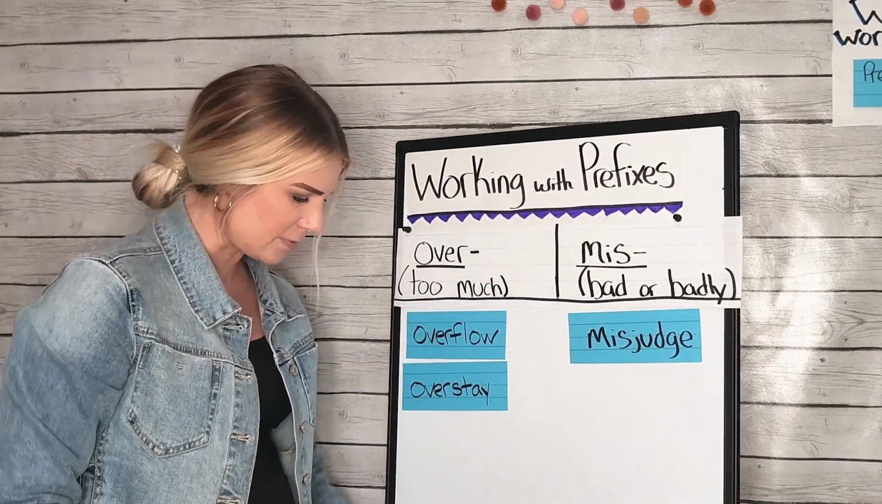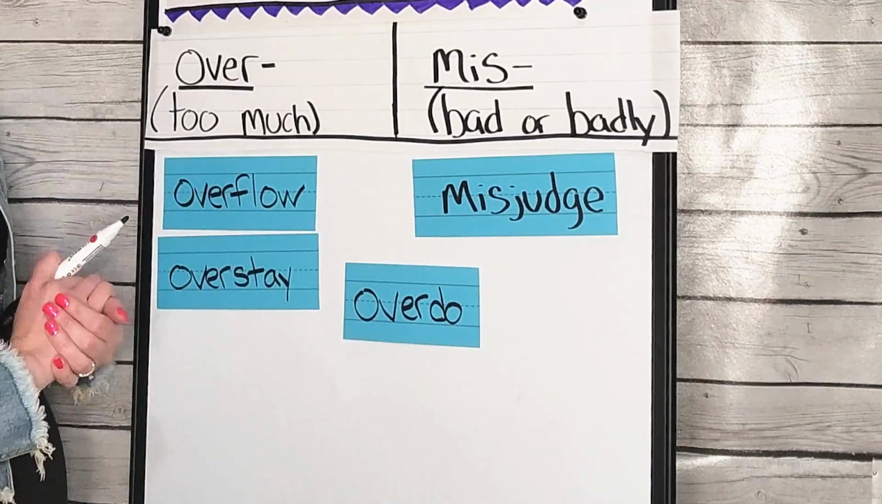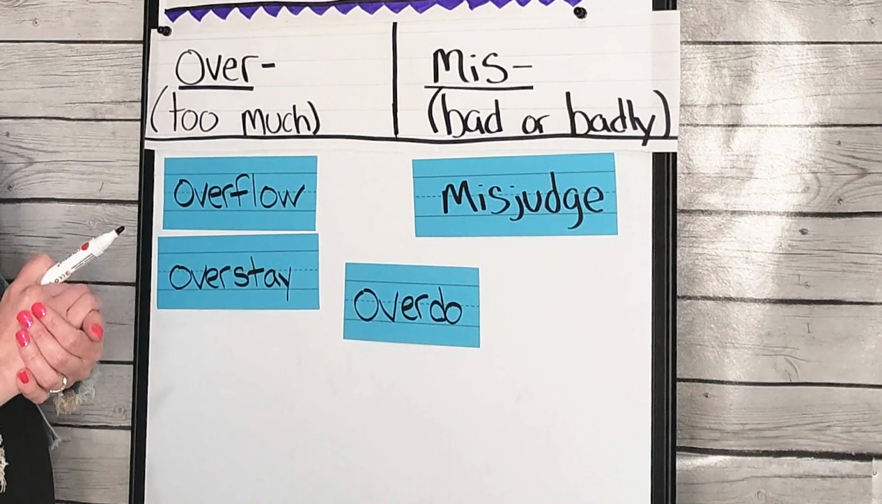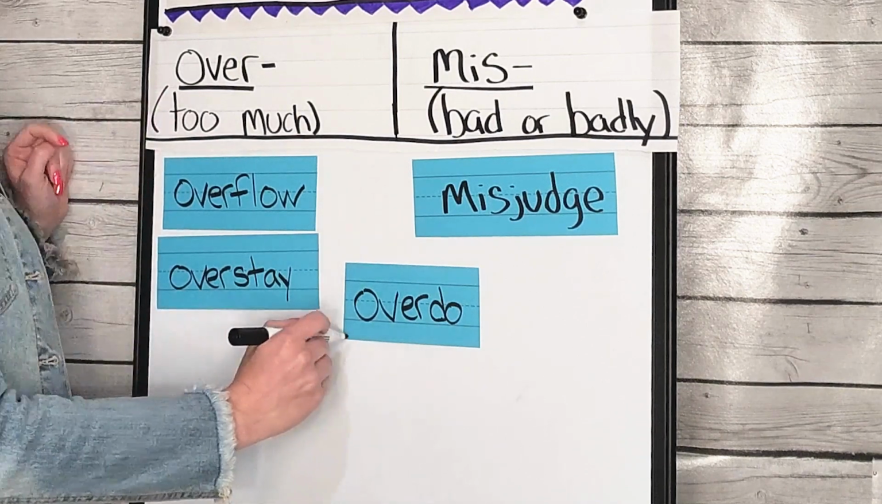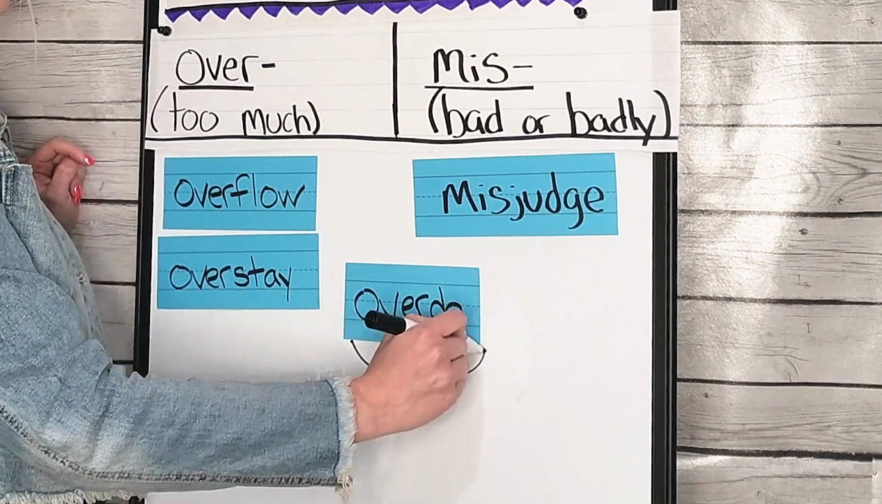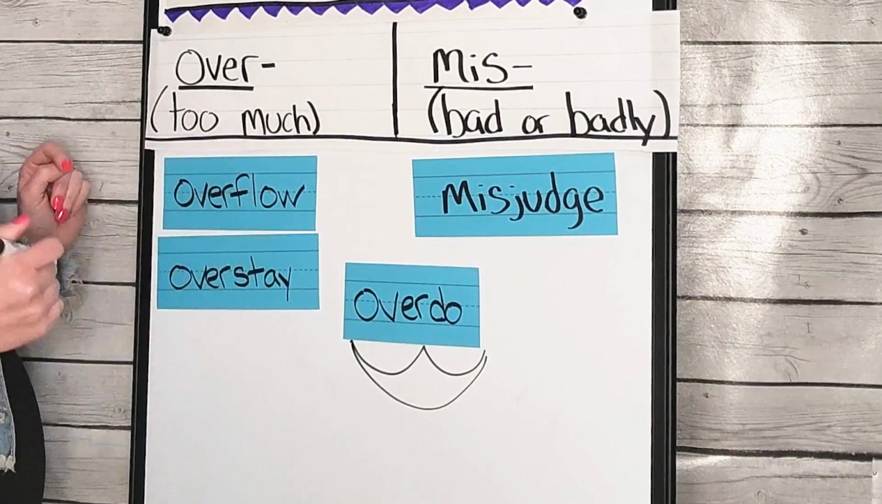All right, readers, we've got a couple more words. Here we go. Here's our next one. Do you see the prefix in this word? I knew you'd spot it. Do you see over? Let's read this word. Overdo. To do something too much.